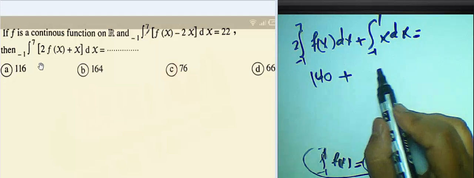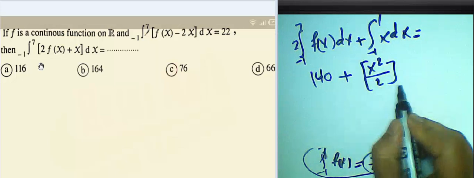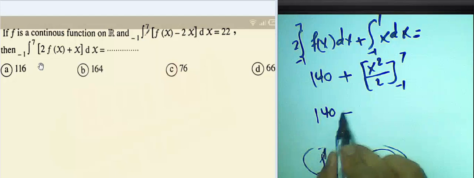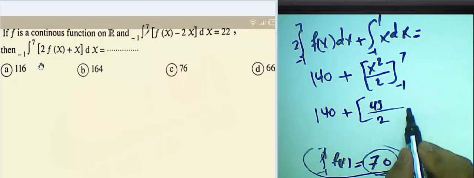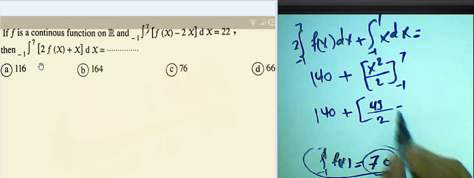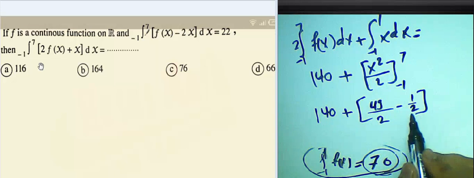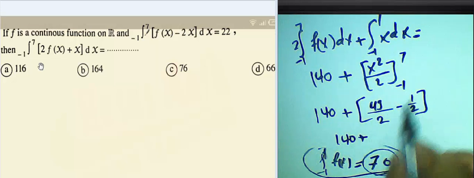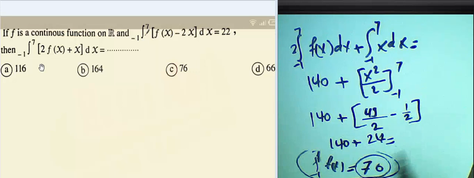Plus the integration from negative 1 to 7 of this function, which will be x^2 over 2 from negative 1 to 7. It will be 140 plus 7^2, that is 49 over 2, subtract a half. It will be what? 140 plus 48 divided by 2 equals 24. And we can add them, the result will be 164.